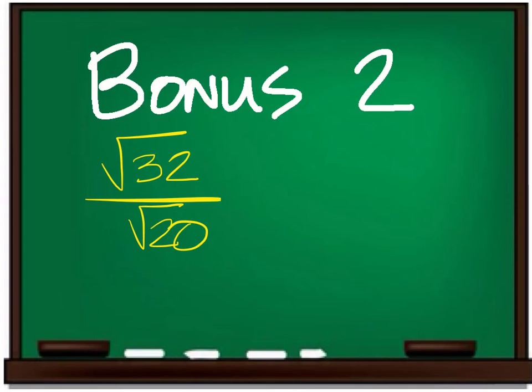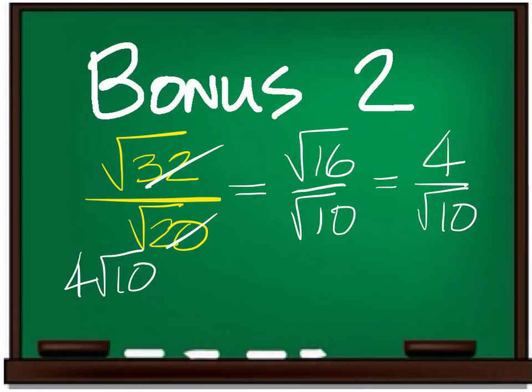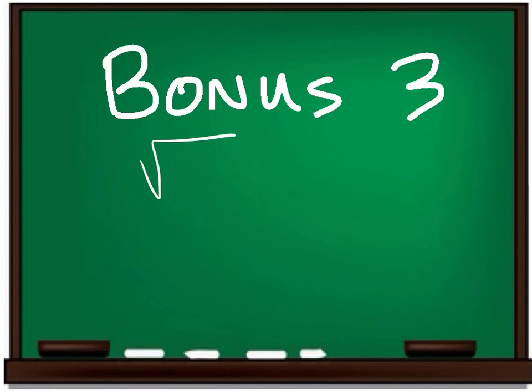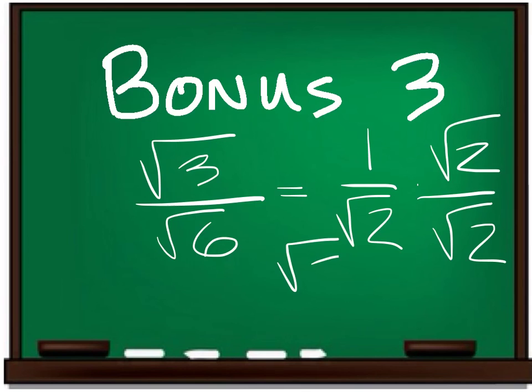This one you can reduce in several ways, but what I did is I cut these in half and made them square root of 16 over square root of 10, which is 4 over square root of 10, but you have to multiply the top and the bottom by square root of 10 to get 4 square root of 10 over 10, which is 2 square root of 10 over 5. On this problem, you can reduce it down to 1 over the square root of 2, but multiply the top and the bottom by the square root of 2 to get square root of 2 over 2.